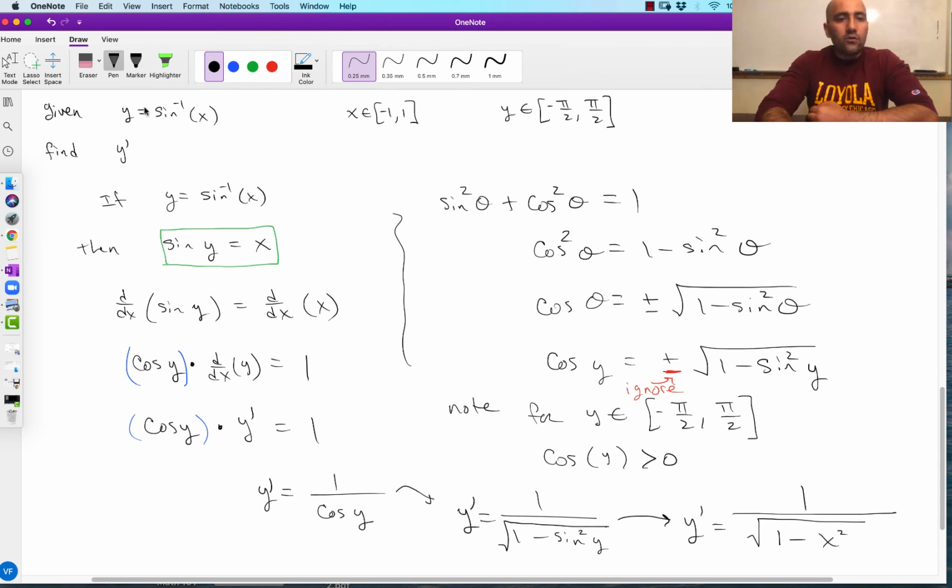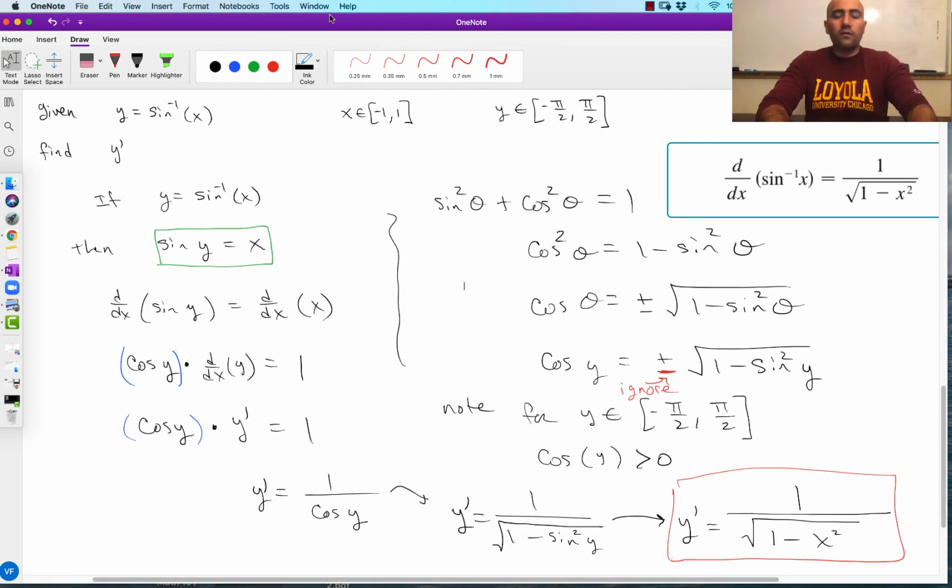Given y equals sine inverse of x, we can go through this whole process, use this identity, use implicit differentiation, and we arrive at our derivative. Okay, so this is how your author presents it. d/dx, the derivative with respect to x, of sine inverse of x is equal to 1 over the square root of 1 minus x squared. Okay, so same thing as this.